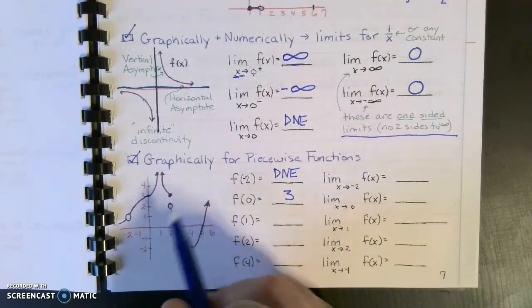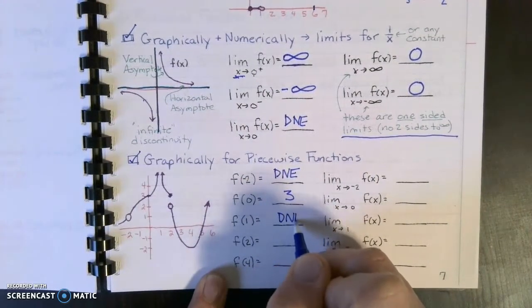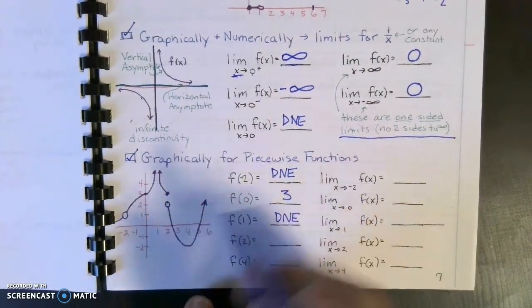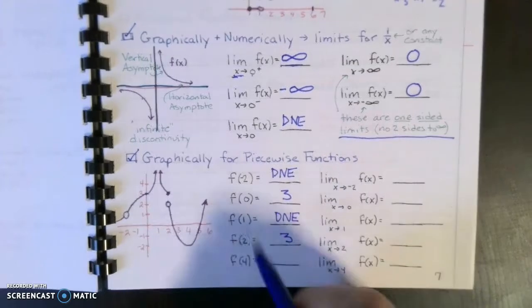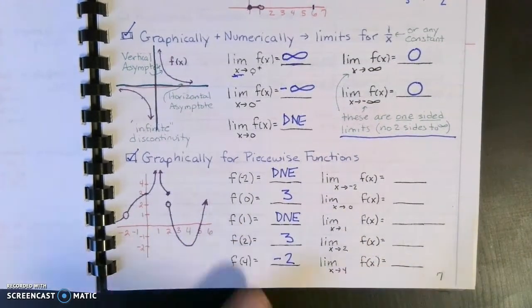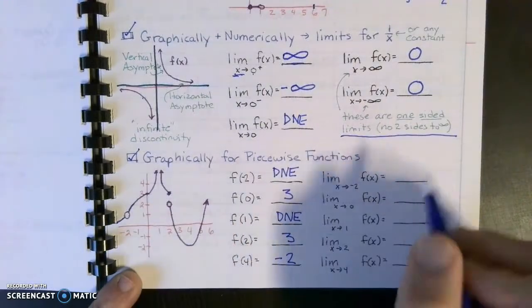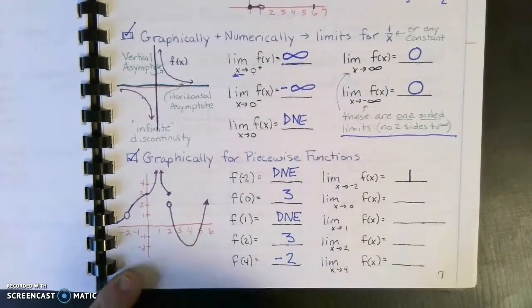Oh, f of 1, who said 2? F of 1 has no value. There's no dot there. F of 2, the dot is at 3. And f of 4, the dot is at negative 2. So those are telling me actually what the value was there. The limit is going to be as we approach. As we approach negative 2 from the left and the right, the height of the graph appears to be at 1.